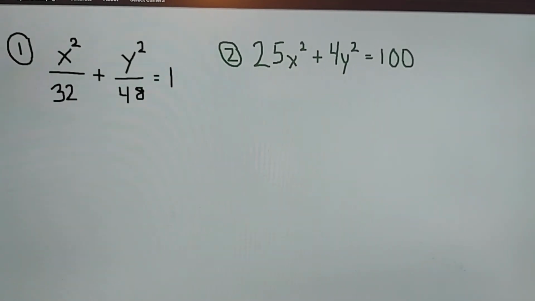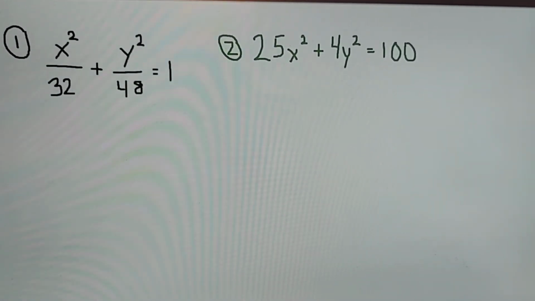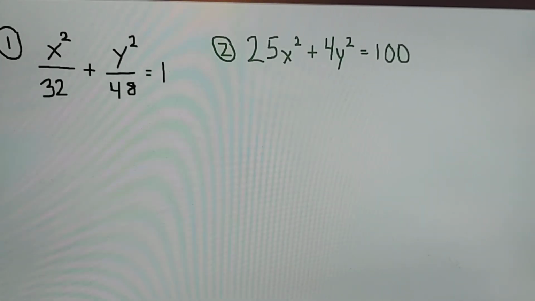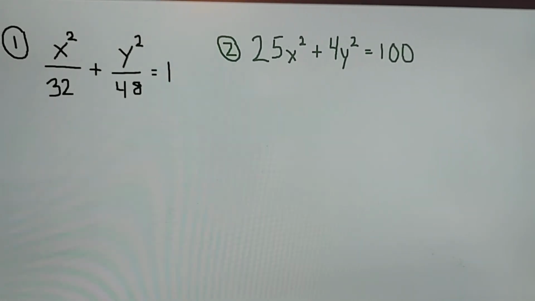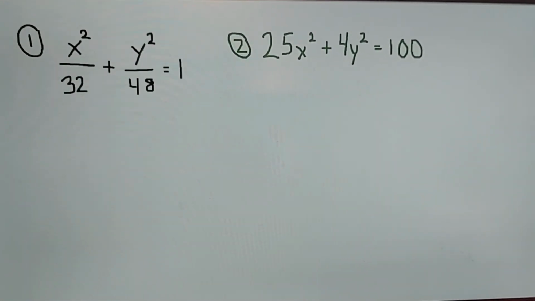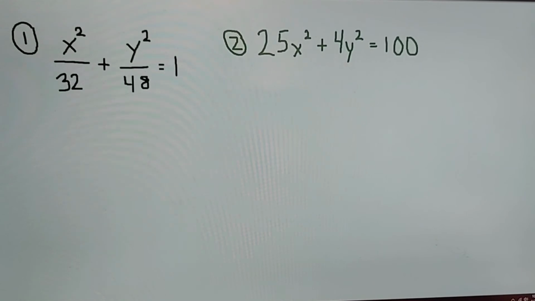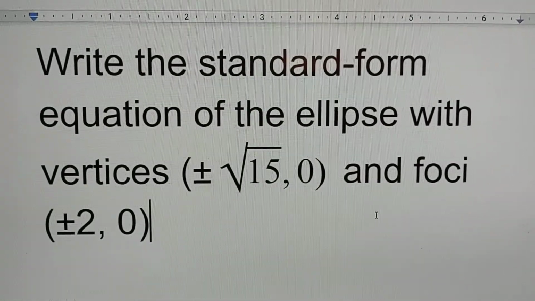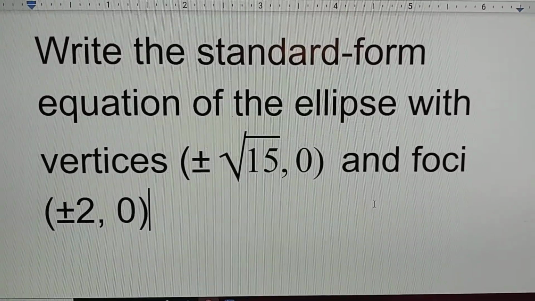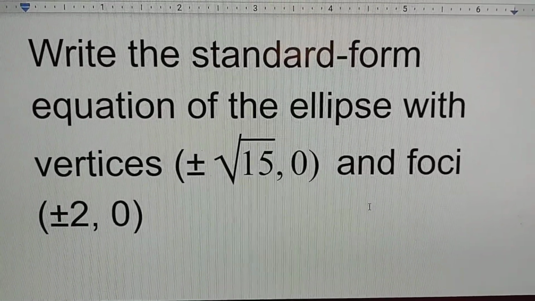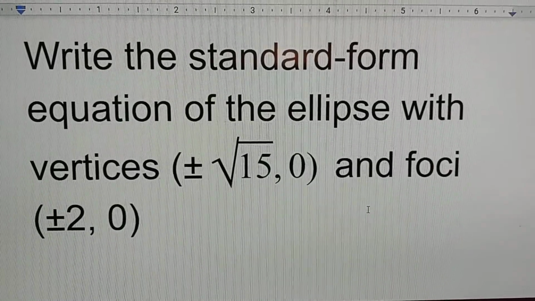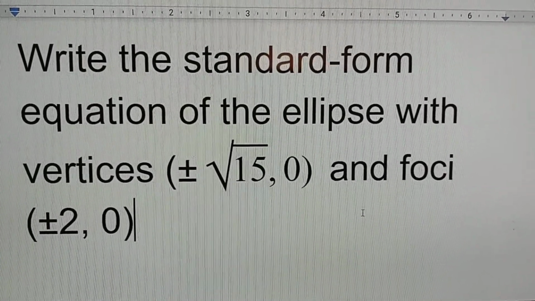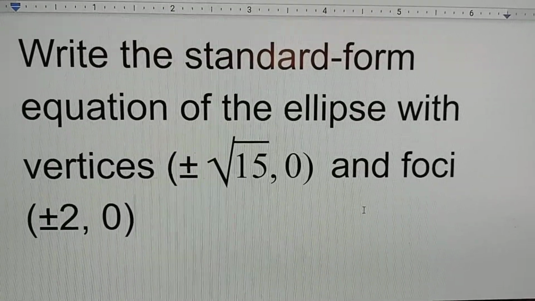Your second equation does not equal 1. So how are you going to get it to equal 1? Right now it equals 100. Maybe divide each term by 100 and then go from there. All right, those are your first 2 questions. You only have 1 more to do. Let me give you the third one. Comprehension check question number 3: Write the standard form equation of the ellipse with vertices at plus or minus square root 15, comma 0, and foci at plus or minus 2, comma 0.